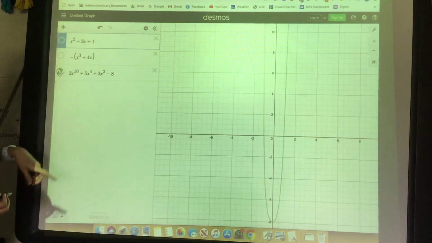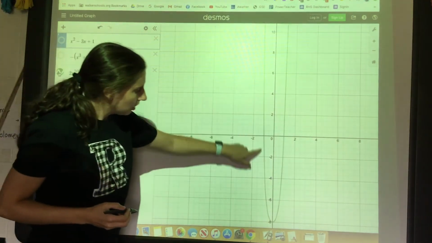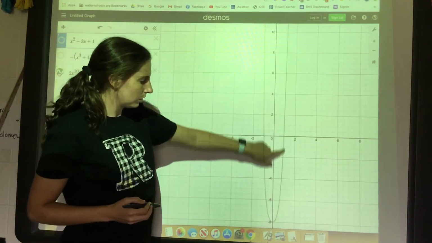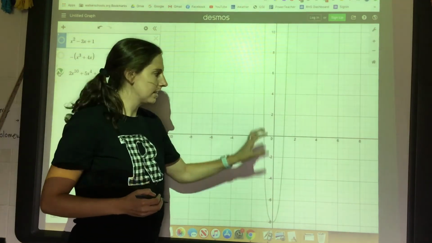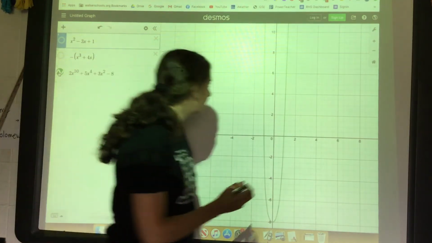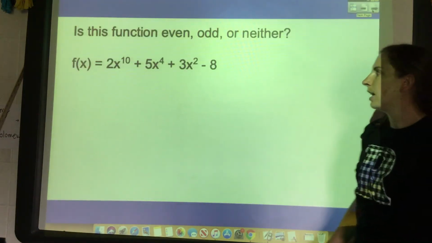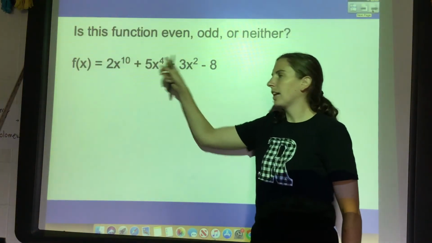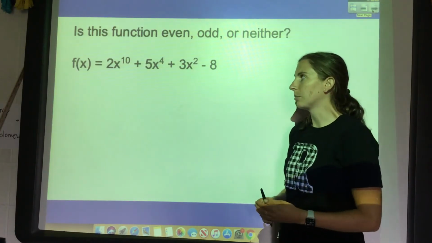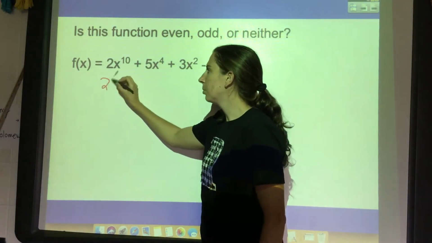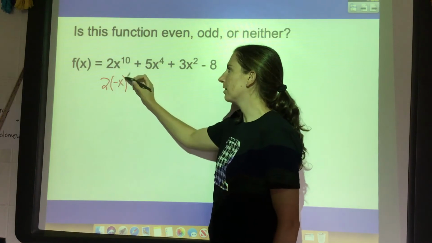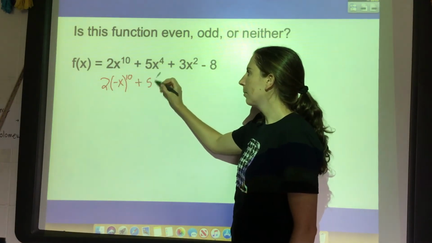Here's the graph of it. You may notice it looks pretty even. So it's symmetric about the y-axis. It's probably an even function. Let's test it algebraically. Again, notice it's got a lot of even exponents. So it's probably an even function. But if I were to try plugging in negative x instead of positive x, let's see what happens.